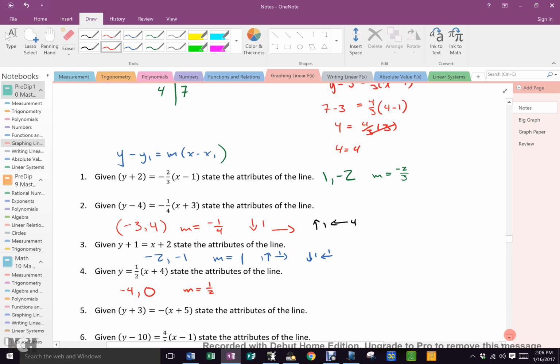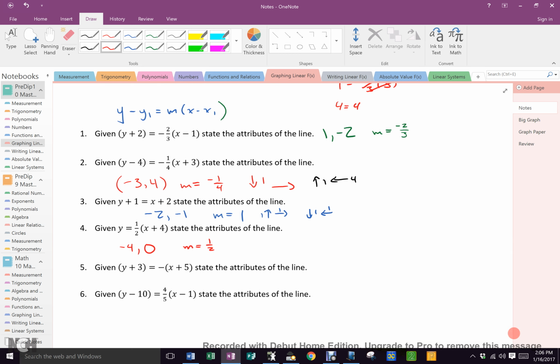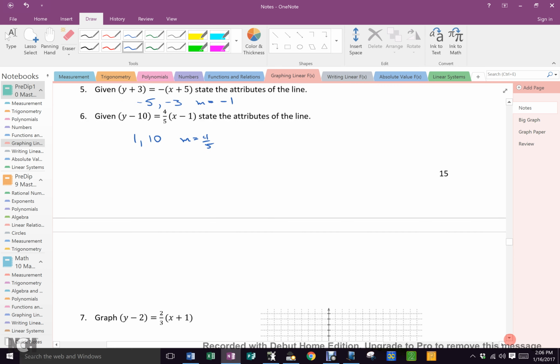Okay. All right, look at the next one. It's sneaky too. What's our starting point? Negative 5, negative 3, and what's my slope? Negative 1. So down 1, right 1, or up 1. Easy peasy, right? Next one's easy. I'm back to the original. What's the starting point? 1, 10, and what's my slope? 4/5, easy peasy. And I think that's all of them.